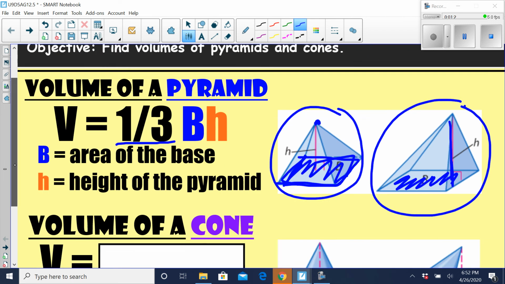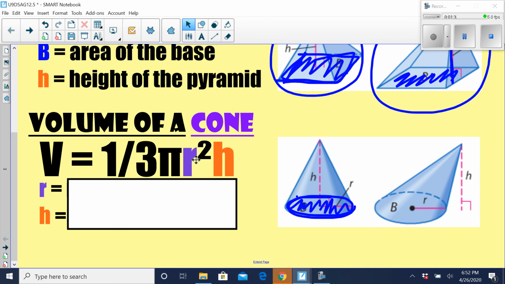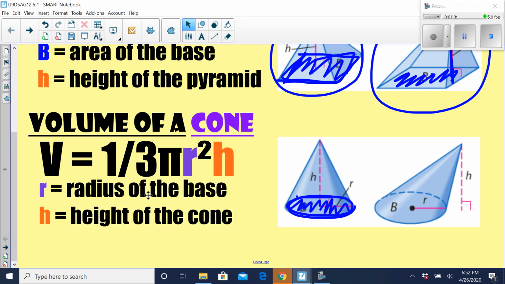For a cone, we are going to use the 1/3. And remember, last week we talked about the shape of the base is going to be a circle. So how do I find the area of a circle? That's the pi r squared. So if I look at this formula here, it's 1/3 pi r squared times h. So really the same idea as what they have above. R is the radius of the base and h is the height of the cone.